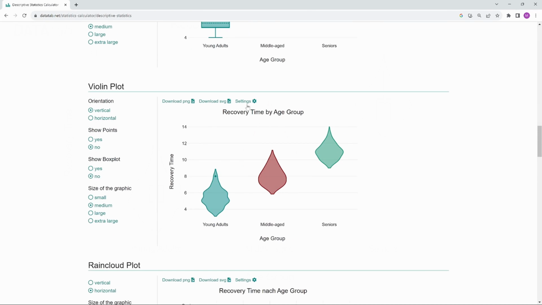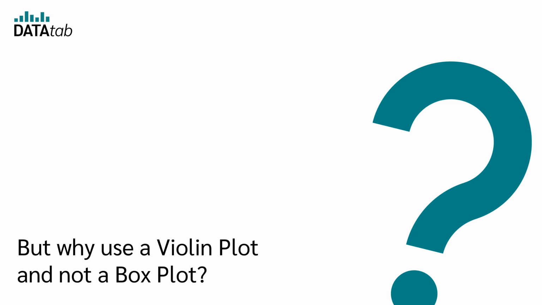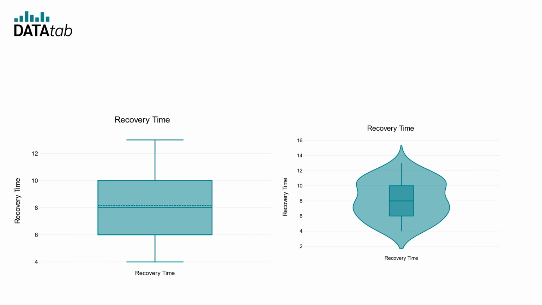But why use a violin plot and not a box plot? The main advantage of a violin plot over a standard box plot is that in addition to showing statistics like the median and the interquartile range, it also provides a visual representation of the distribution and density of the data. This can be particularly useful when you want to understand the shape of the data distribution.